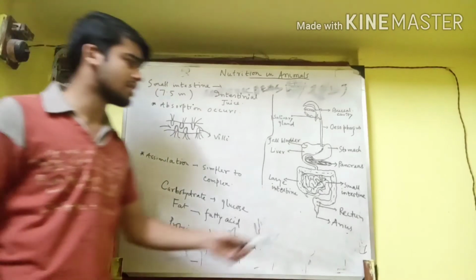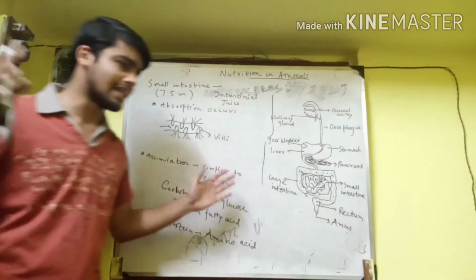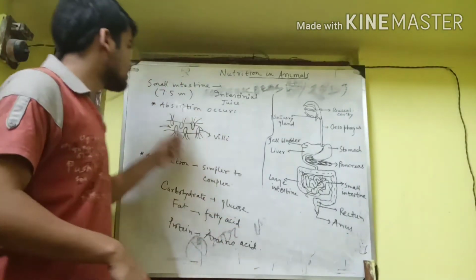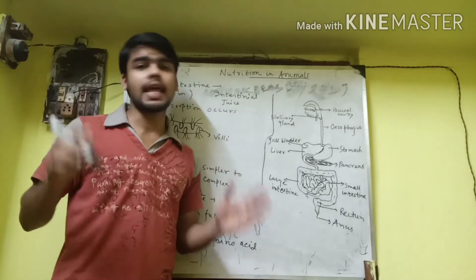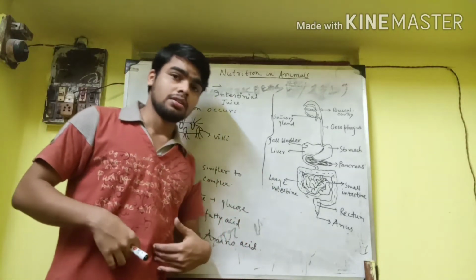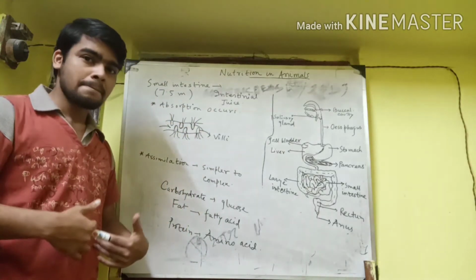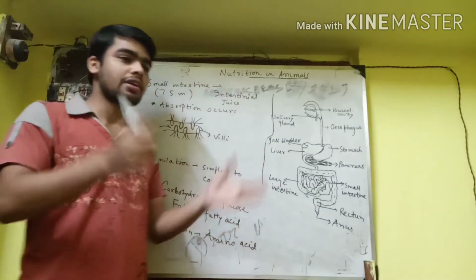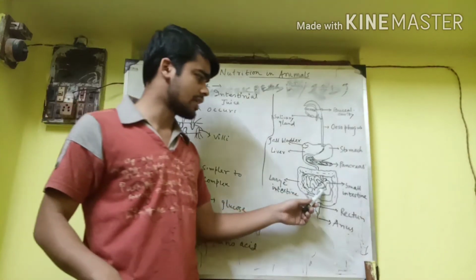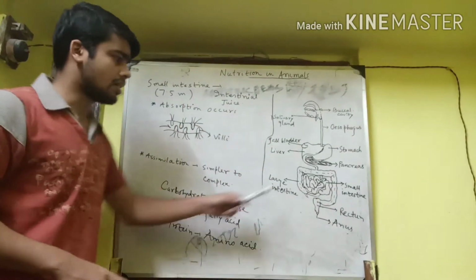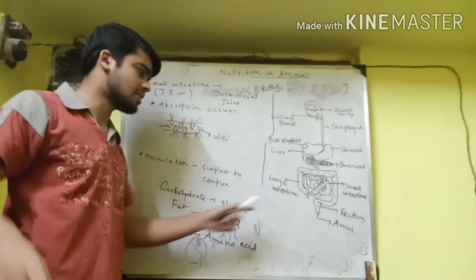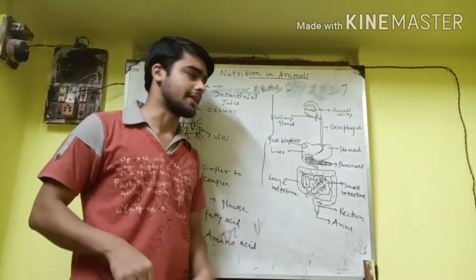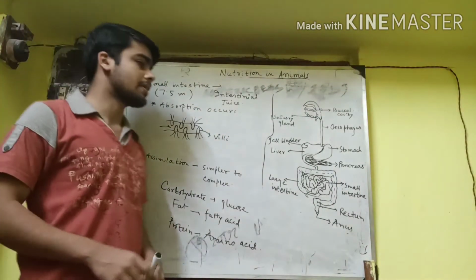The small intestine is a very coiled part. This is the longest organ in the human body, about 7.5 to 9 meters in length. It is already in our belly, but it is highly coiled in nature, as you can see in this diagram. If we cut it out and measure it, we find that its length becomes approximately 7.5 to 9 meters.